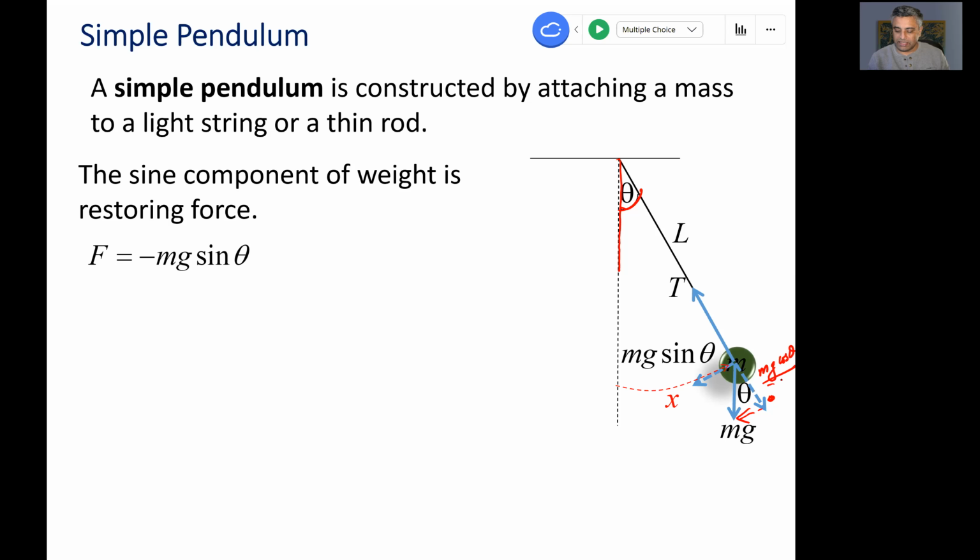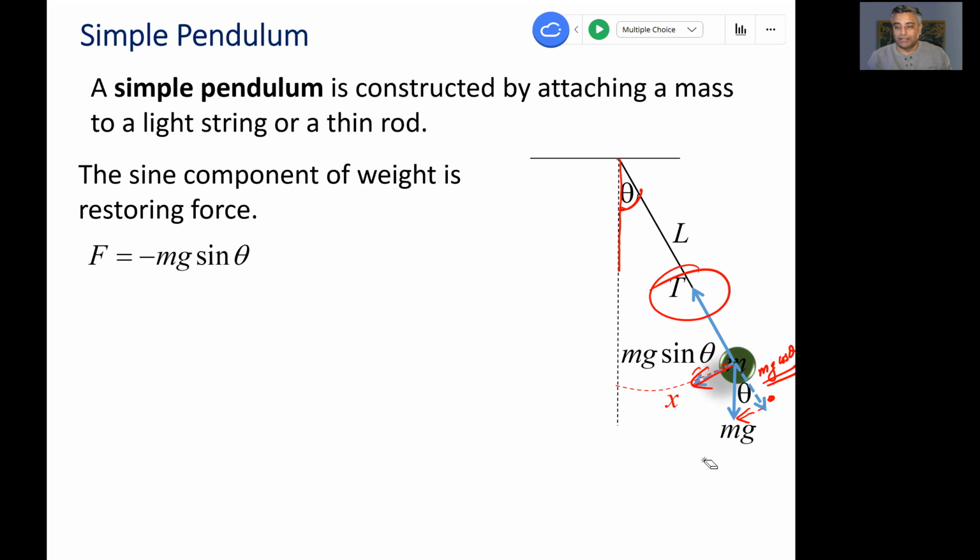So what happens? This mg cosine theta balances the tension. So the net force is just mg sine theta. Okay, so that force is the restoring force. That's what is making this pendulum go back and forth. It's acting towards the equilibrium position. So this is the equilibrium position.